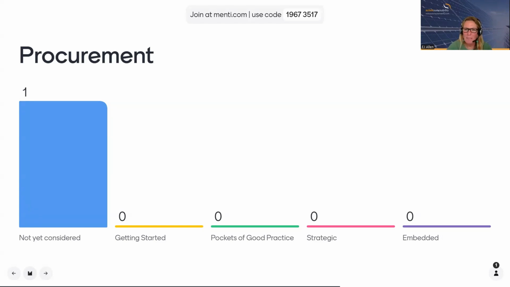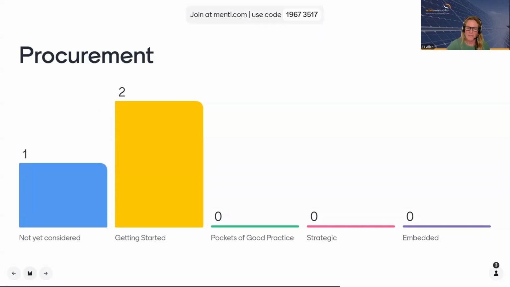You probably ask some basic questions in your pre-qual process and tender, but they're compliance-based questions. Do you have a modern slavery policy? Are you compliant with the Modern Slavery Act? Once the contract is let, the assumption is that the supplier or subcontractor is legally compliant and managing any modern slavery risks, and there's no follow-up at all through that contract management process. So a simple compliance-based approach is where you'll be getting started.